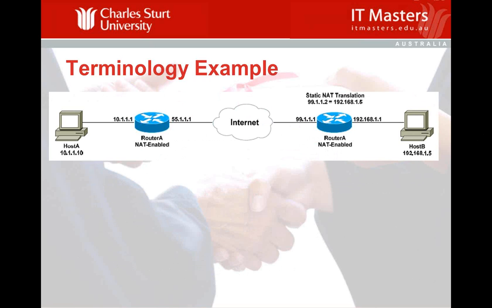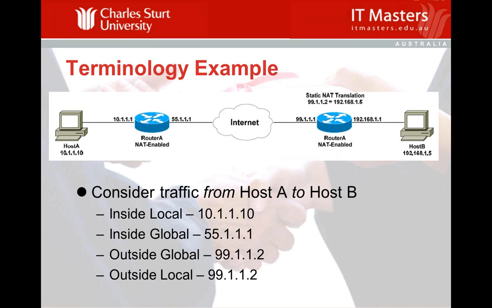So let's look at the terminology example. So in our little diagram here, we've got our hosts, our router A, which is NAT enabled, our router B, which is NAT enabled, and our host B. So where does the inside local, outside global, outside local fit into this? Okay, so if we consider traffic going from host A on the left here to host B on the right, the inside local address of host A will be 10.1.1.10. Okay, so that's its own local IP address.